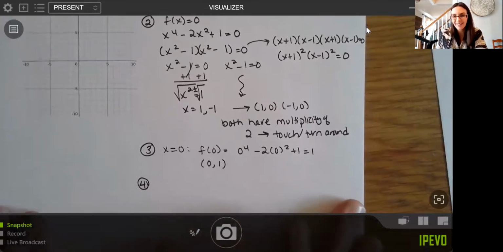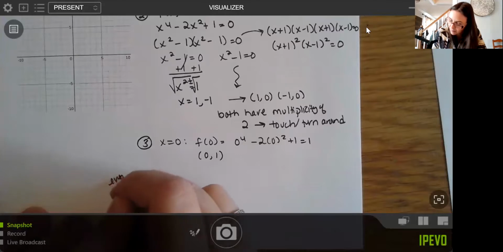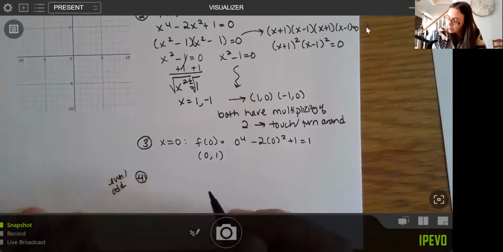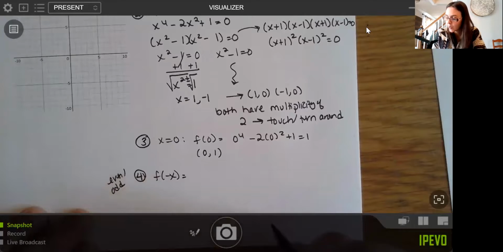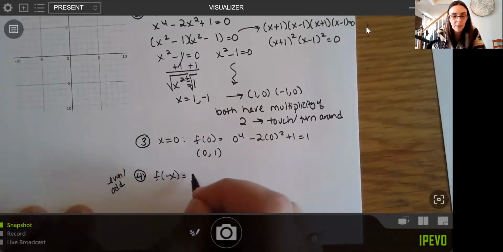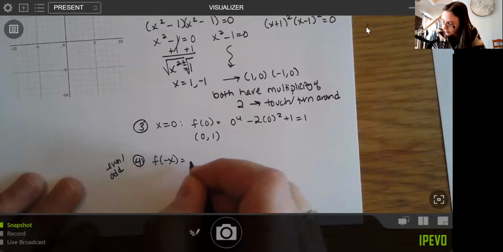Next, we can try symmetry. So go back to your even and odd function idea here. And remember, you're going to plug in negative x to check for symmetry. So I go to my original function up top here, this one right here, and I'm going to replace x with negative x.